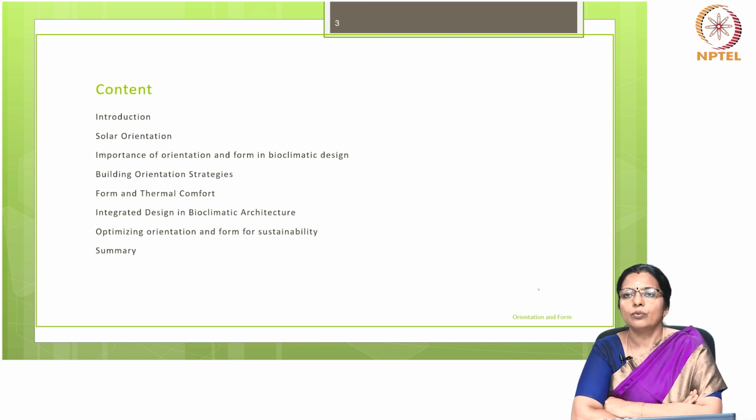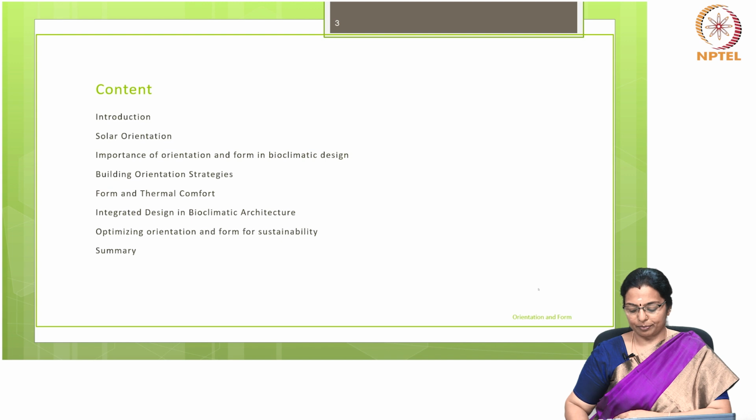Throughout this session, we will delve into the importance of solar orientation, the role of building form in enhancing thermal comfort, and various strategies for optimizing orientation and form to promote sustainability. By understanding how these elements interact and influence building performance, we can unlock insights that not only reduce energy consumption but also prioritize human well-being and environmental stewardship.